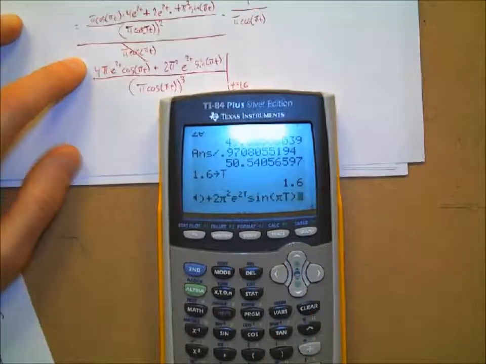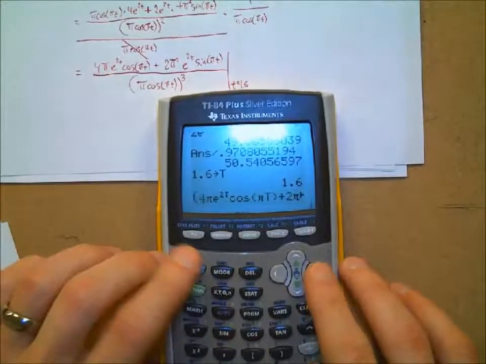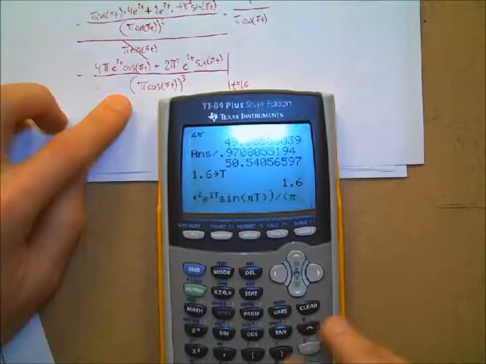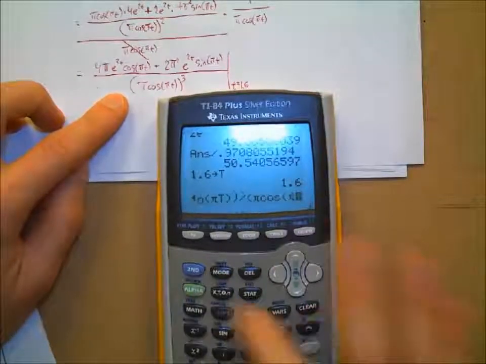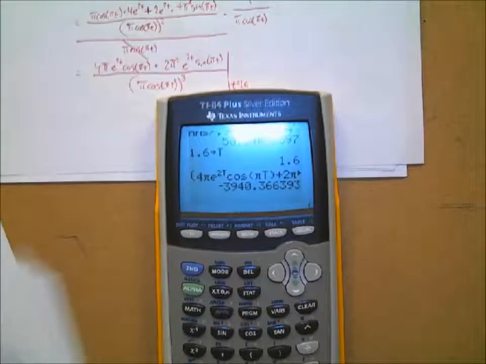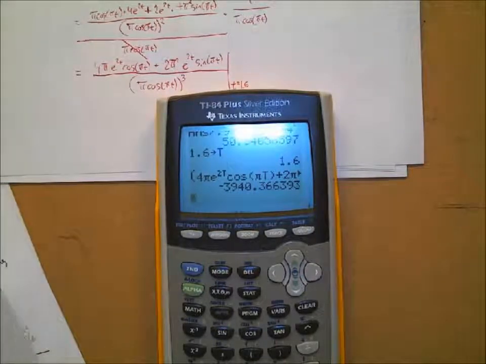Now, since I didn't put parentheses around my numerator, I should do that. So I'll go back and fix that here. Insert parentheses around my numerator. Divide that by parenthesis pi cosine pi t to the third. Okay, so I get something like that.